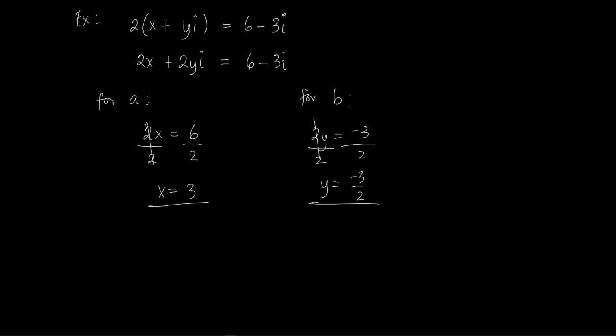Okay, let's try another example para mas ma-catch up pa ninyo. Okay, so for example, let's say we have (1 plus 2i) multiplied by (negative 2 minus 3i) is equal to a plus bi. Okay, so ano yung solve natin dito? Yung a and b. So we have to get the value of a and b.